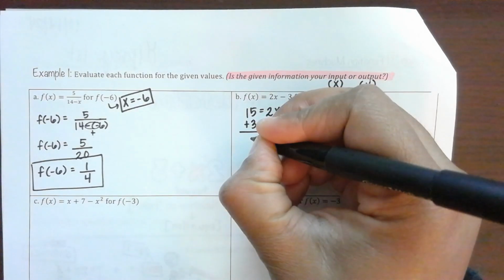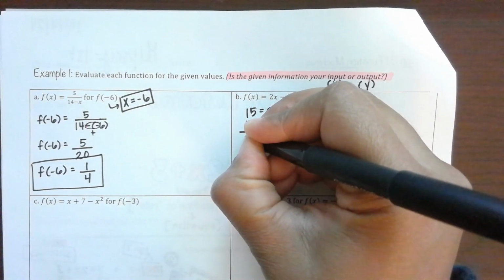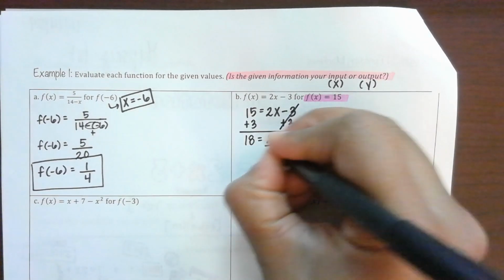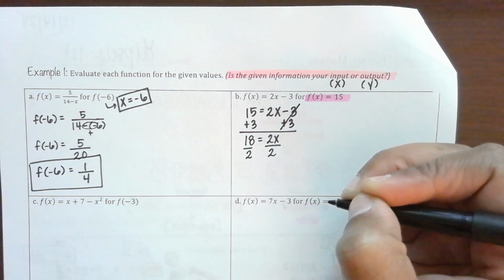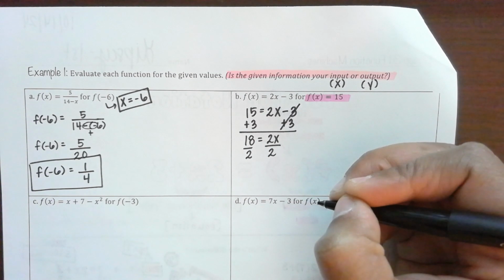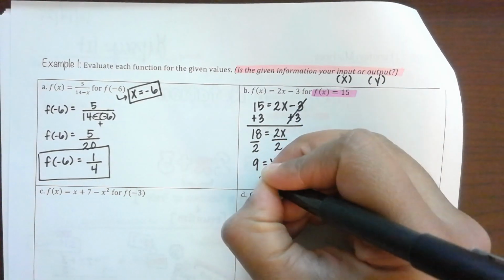Remember, you write and you type. You write and you type. They get you what? 18. Perfect. From there, what do I need to do? Divide by 2 on both sides. Perfect. What's being typed in? 18 divided by 2. Let's do that. What does that get you? 9. X equals 9.